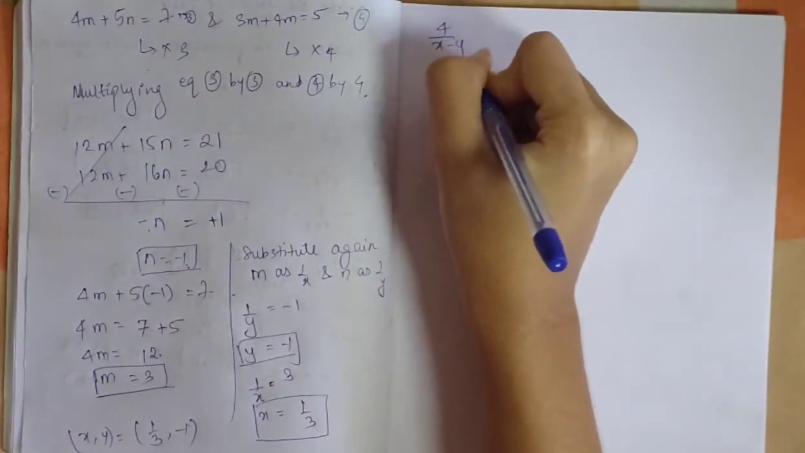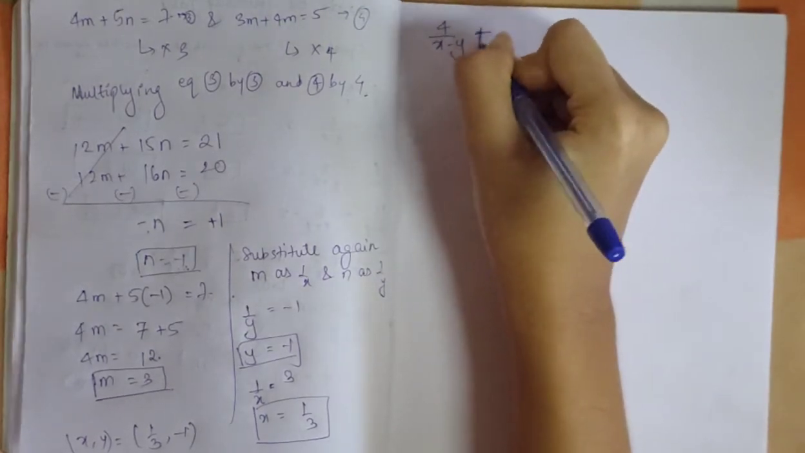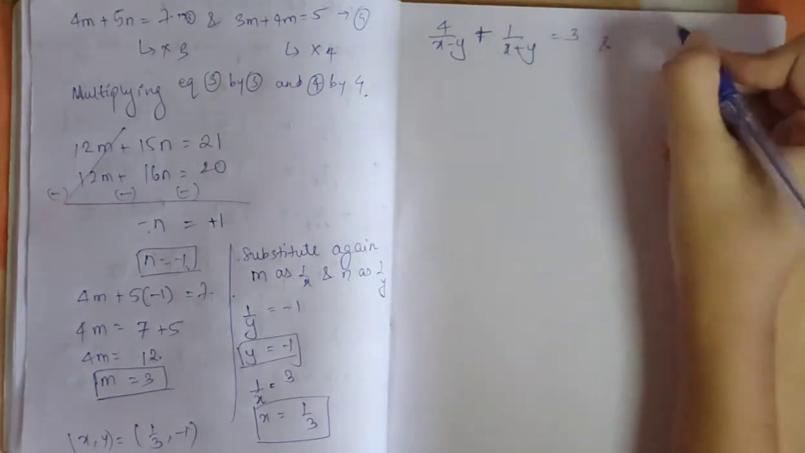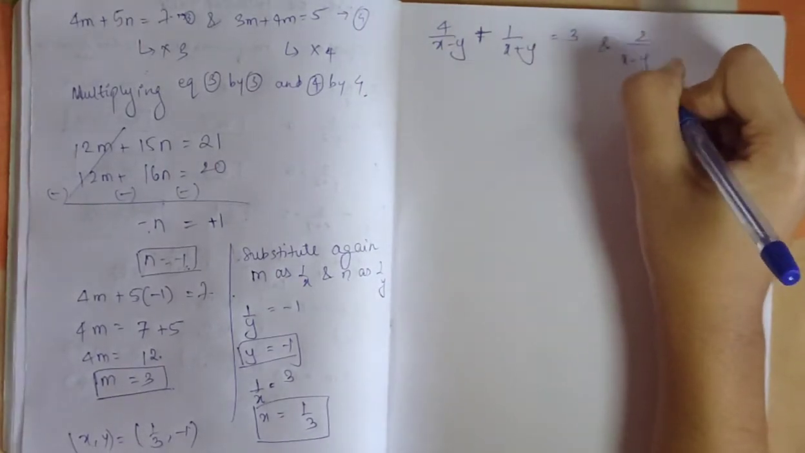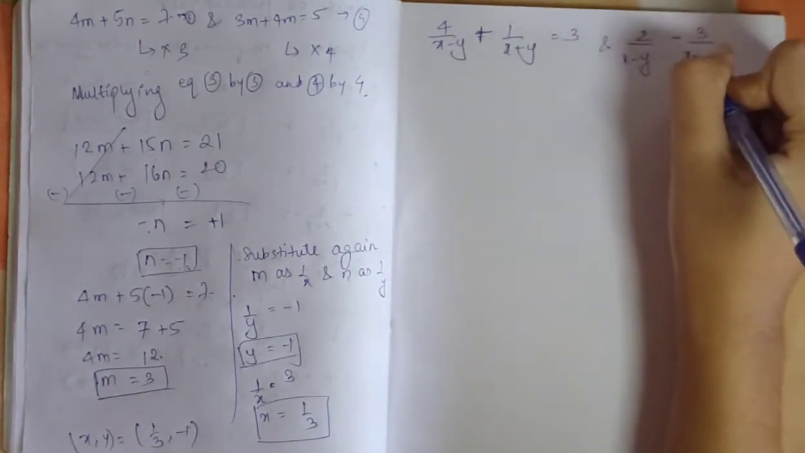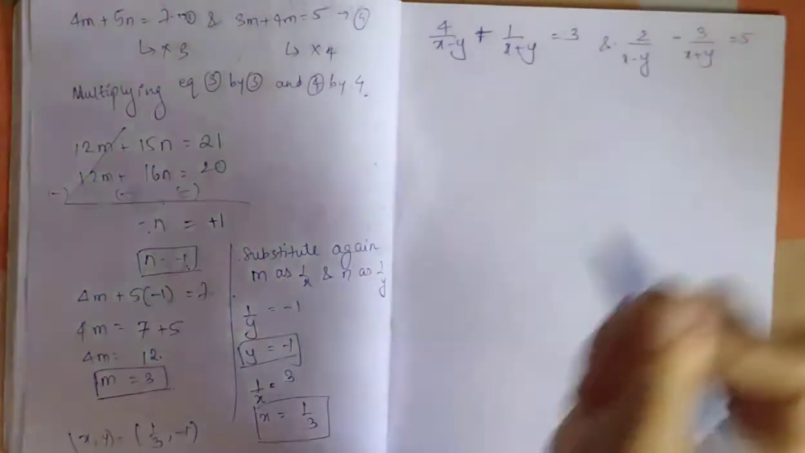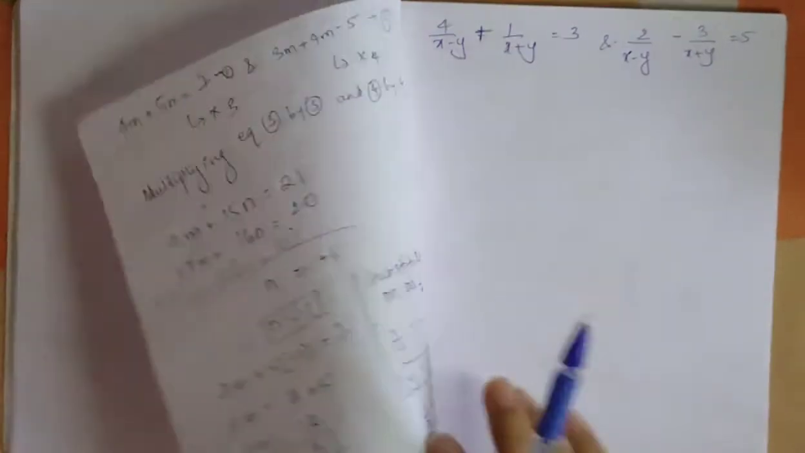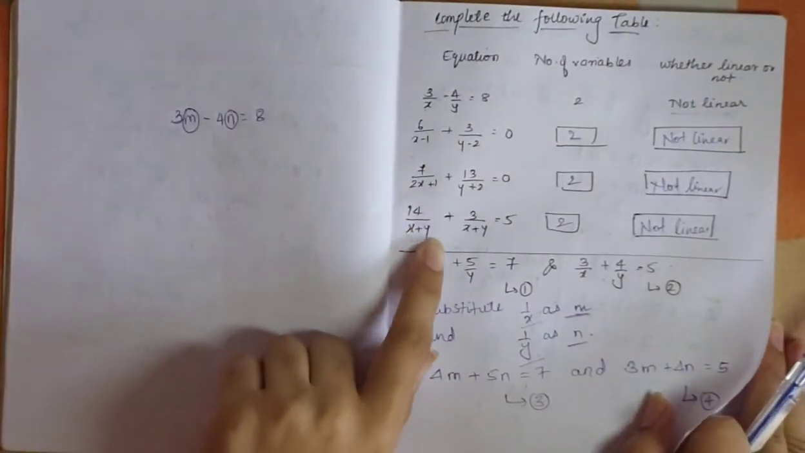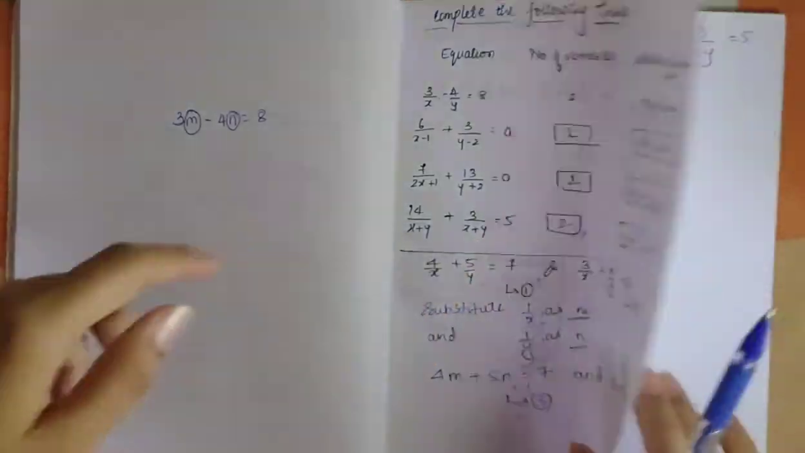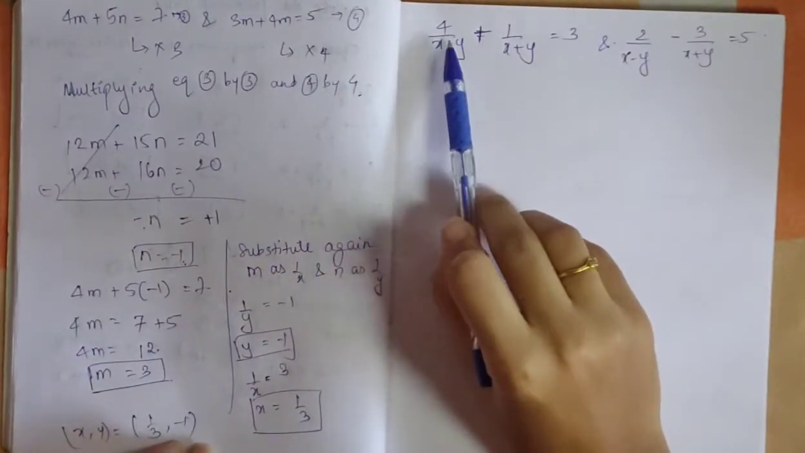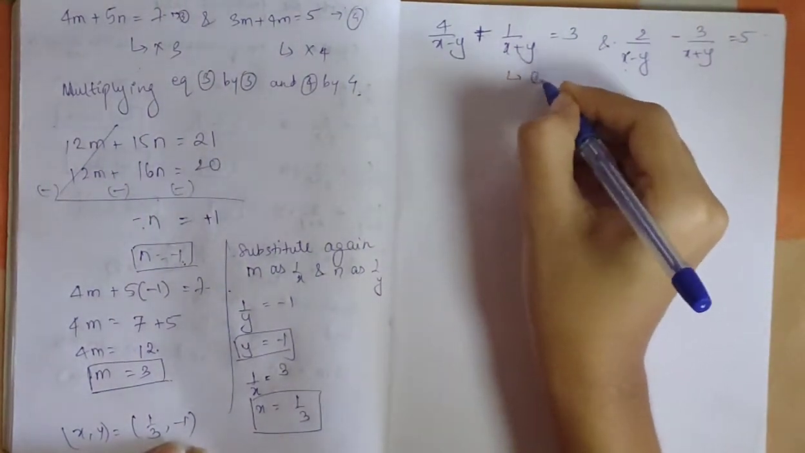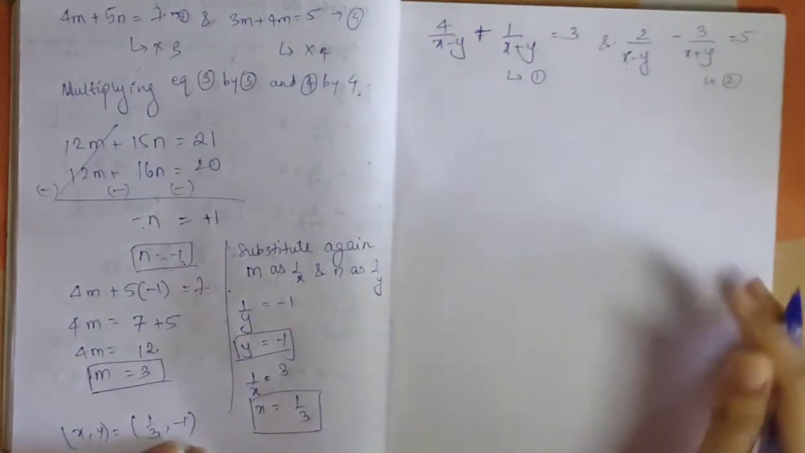4 by x minus y plus 1 by x plus y is equal to 3. And the second equation is 2 by x minus y minus 3 by x plus y is equal to 5. Okay. Now we have already seen such type of example. So similarly here they have given x minus y, x plus y, x minus y, x plus y. So let's name these equations number 1 and number 2.